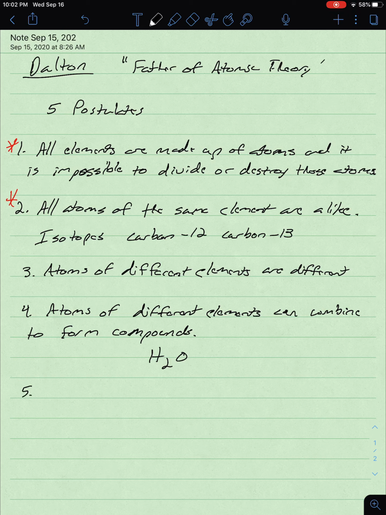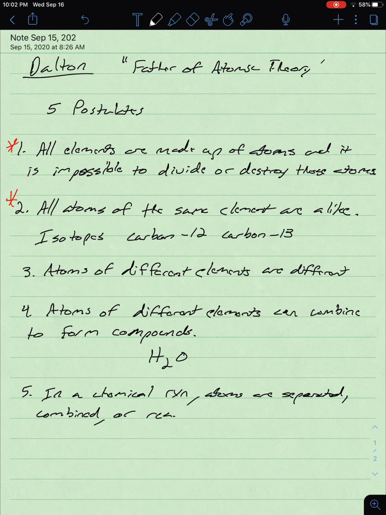So our last postulate, in a chemical reaction, atoms are separated, combined or rearranged. That is something we'll go over more towards the end of this semester, when we actually start doing chemical reactions where you take two different compounds and start mixing, and we can create something different. So these are our 5 postulates.